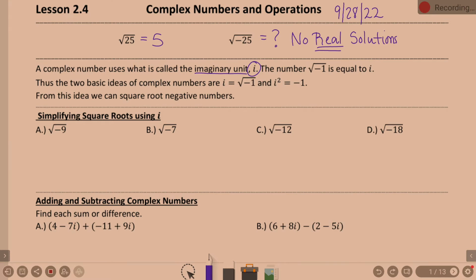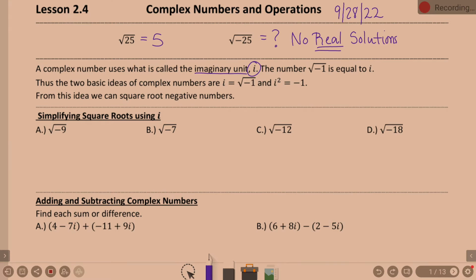Now, it does come up sometimes, and i is equivalent to the square root of negative 1. When you ask your calculator what's the square root of negative 1, it's not a real number, but it's i, which is the imaginary unit. So that's what we're going to be working with today: we're actually going to be taking square roots of negative numbers. Everything we're working with today is, how do we work with imaginaries?